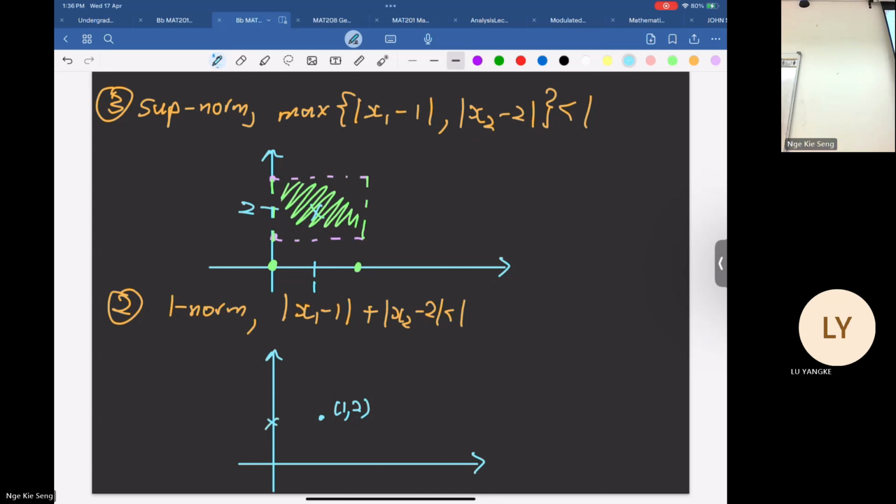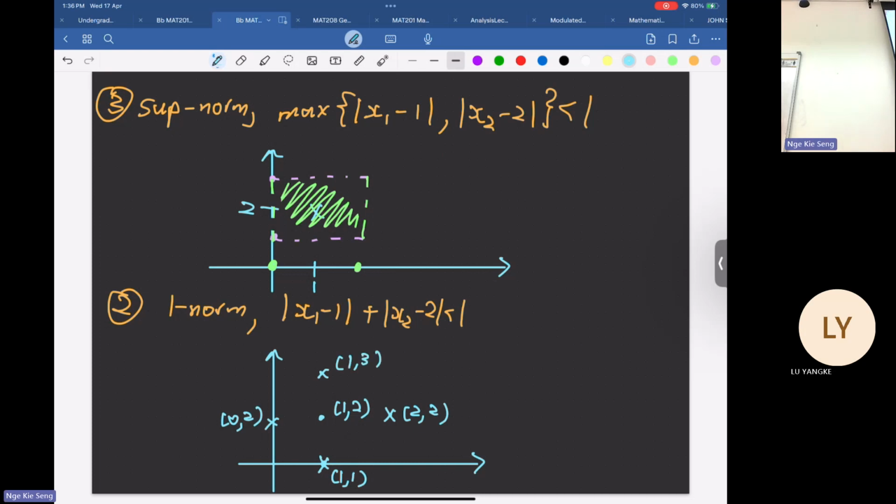0, 2 is in the boundary. 1, 1 is at the boundary. Okay, when it is equal to 1. When I say boundary here, meaning when this equation equals 1, yeah, I haven't defined boundary for you. So how about 2, 2? How about 1, 3?